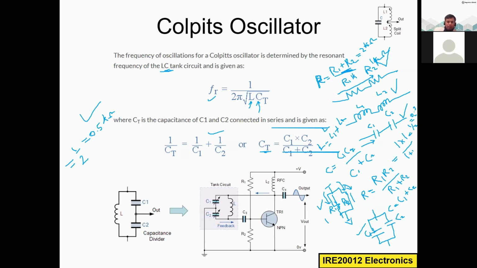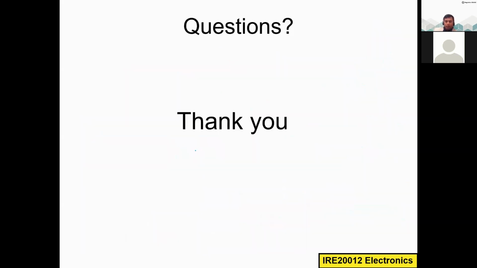So this is the formula for the frequency of oscillations in a Colpitts oscillator. I think we are done with oscillators. So far, we have seen the basic theory behind oscillators and different types of oscillators.